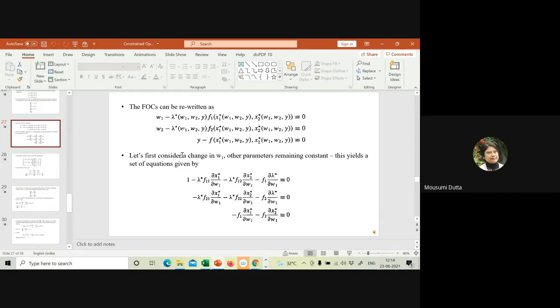If you could complete this thing, then please set the matrix format of the equations and check whether you are getting the matrix associated with the bordered Hessian determinant. Here 1 minus will come with the third equation, because that is y minus.